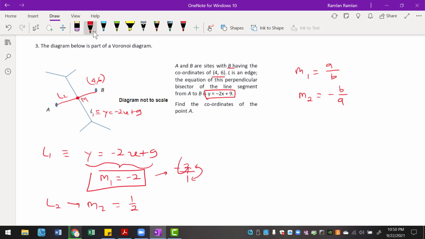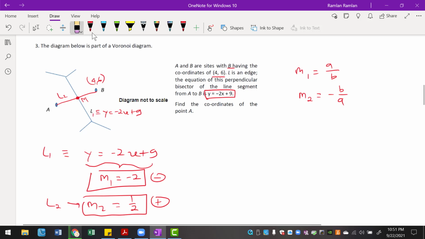Since we know M1 is minus 2, which is negative, M2 is going to be positive. This is negative and this is going to be positive. Remember that if they are perpendicular, one is positive and the other is going to be negative. Now we know the gradient, so the gradient is 1 over 2.